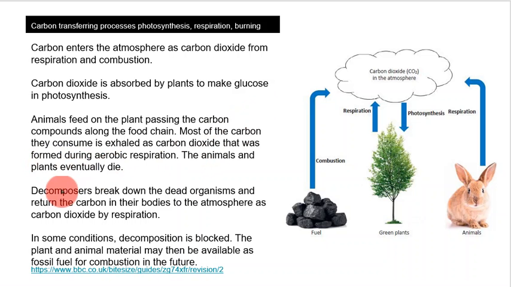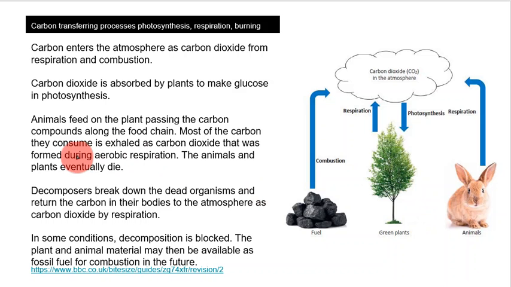So the animals and plants eventually die. So then what happens is when the animals and plants die, you have decomposers. They break down the dead organisms and return the carbon in their bodies to the atmosphere as carbon dioxide by respiration. So when animals and plants die, you have these microscopic organisms like decomposers, and they basically break down the plants and animals and return their minerals back into the environment.